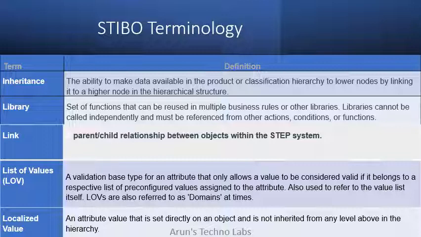Localized value is similar to a concept from programming languages. Localized value is an attribute which is set directly on the object and is not inherited from the level. It's kind of like private. It is available only locally. It's not available outside the hierarchy. So it is quite the opposite of inheritance.